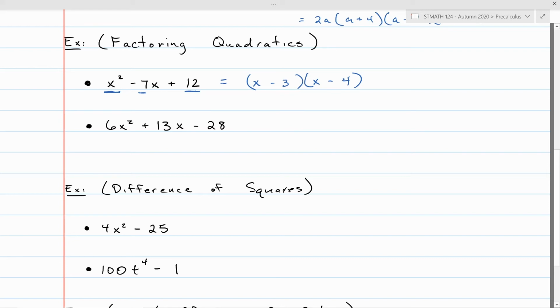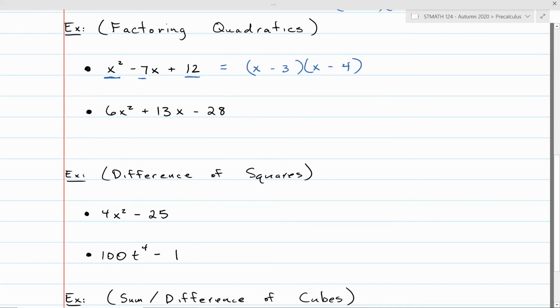That's the constant term. And then when you add up the middle terms, a negative 3x and a negative 4x gives you negative 7x. So hopefully you remember this process. It can be a little trickier in some situations because you have to check a lot more possibilities, like 6x squared plus 13x minus 28. Well, I might start with 6x and x to get the x squared part of it.